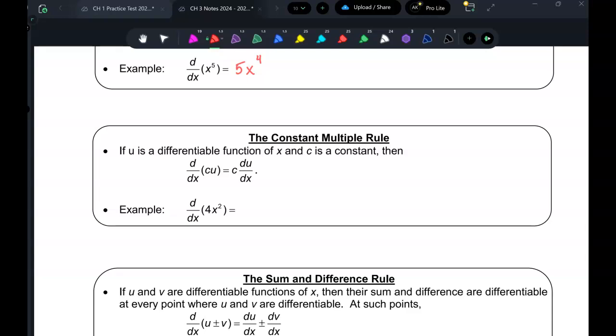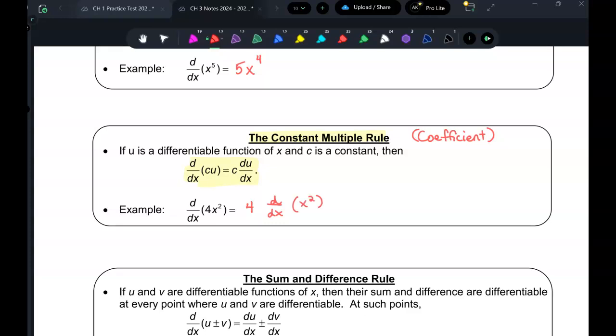So, all right, constant multiple. This is also known as when you have a coefficient. Okay, so whenever we have a coefficient, meaning just the number in front, we can move it in front of the derivative. So, for example, if I want to take the derivative of 4x squared, now I'm going to show you moving 4 in front.